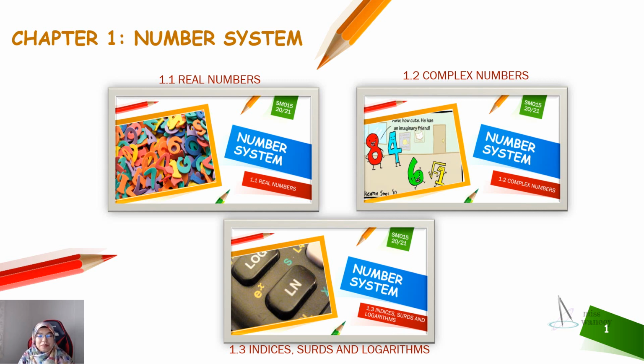So this is the first chapter, number system. In number system, we actually have 3 subtopics. The first one is the real numbers, and then the complex numbers, and then the indices, surd, and logarithm. So today we are going to learn about the real numbers. So let me click to the real numbers.